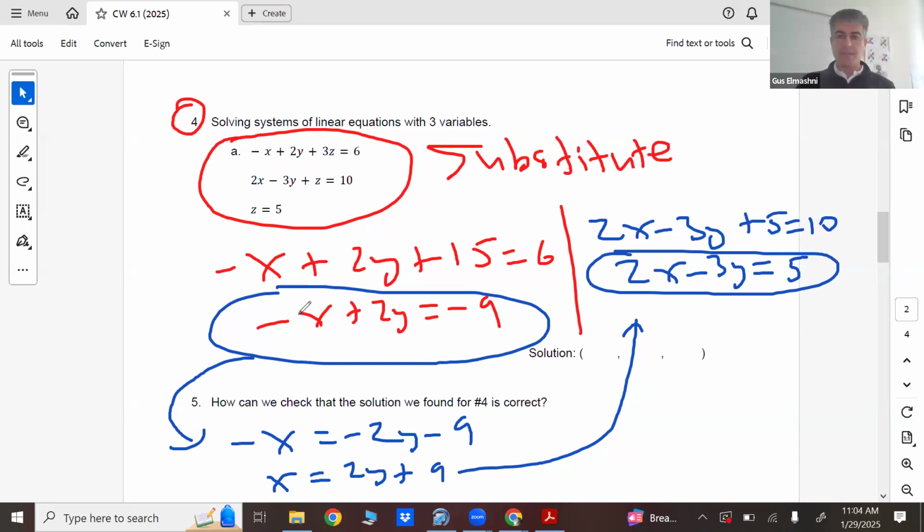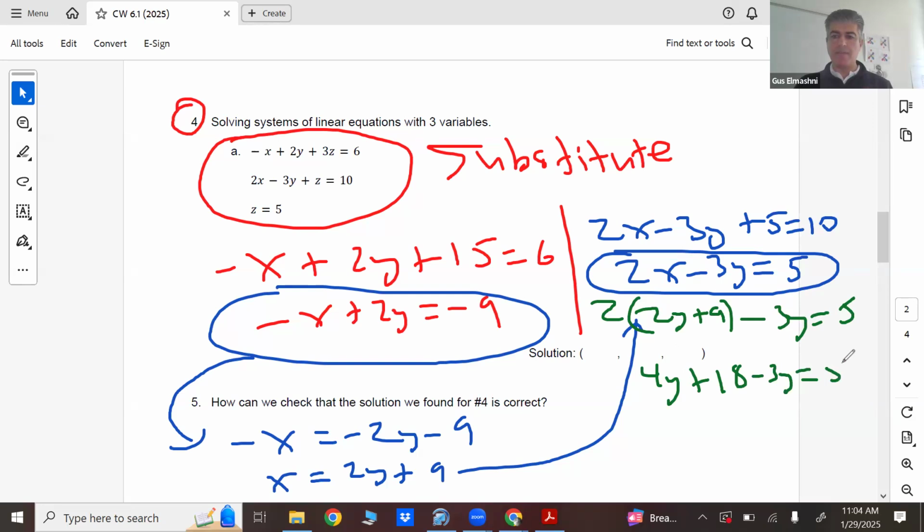So I'll switch to green. So 2 parentheses. What do I put inside the parentheses? 2y plus 9, exactly. So you get 4y plus 18 minus 3y equals 5. y equals -13. If y equals -13, x should equal, I think, -17. Make sure I'm doing this right. Yeah. And then if x equals -17, y equals -13, of course z is 5.